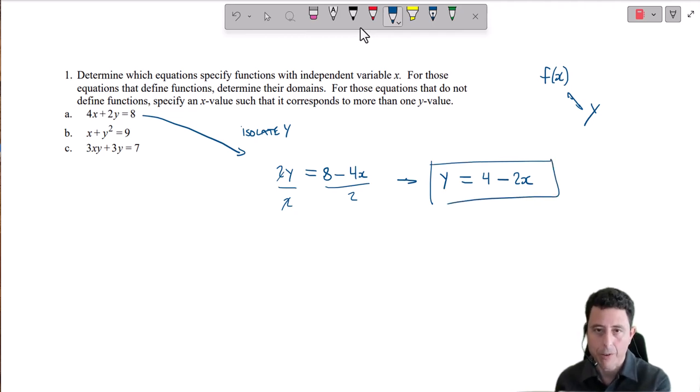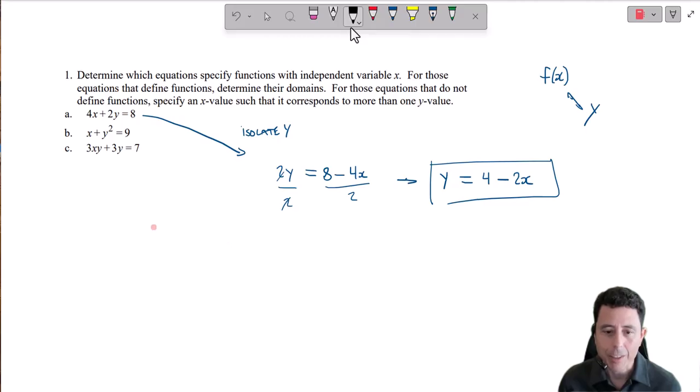Now, is this a function? Well, if you remember what this is, a linear equation, right? There is a slope. Here's the slope, negative 2. This guy here is the y-intercept. Okay? And we can draw this.